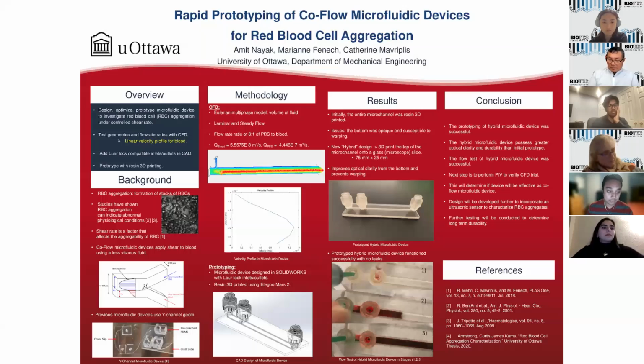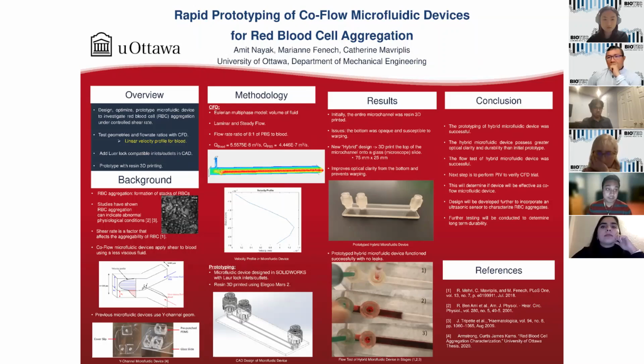For a little bit of background, red blood cell aggregation is the formation of stacks or clusters of red blood cells. If you look at the first figure in the leftmost column, you can see an example of these clusters. Studies have shown that red blood cell aggregation can indicate abnormal physiological conditions such as inflammation or infection, making this a worthwhile phenomenon to study.